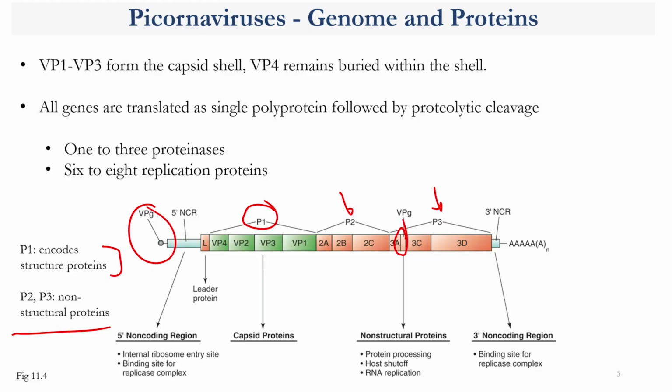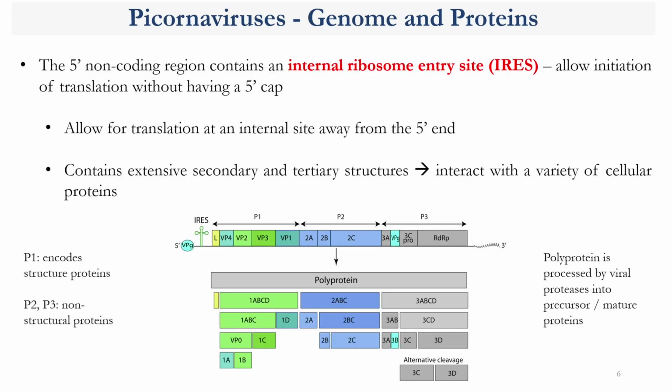All right, so first thing I'm gonna show you guys is this internal ribosome entry site, okay? So the 5' non-coding region of the genome has this IRES site, which allows the initiation of translation without having a cap, okay? So your ribosomes need to look at the cap, and then they will start translating that RNA. But in this case, we don't have a cap. So we have an internal ribosome entry site, which you can see in this figure right here, okay?